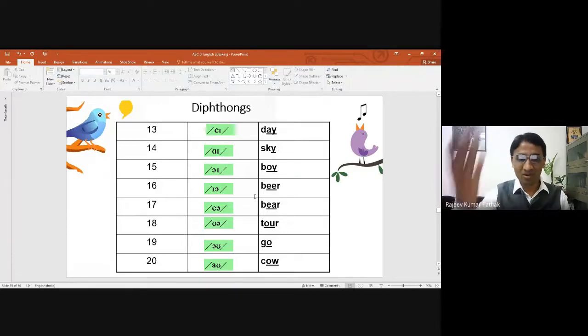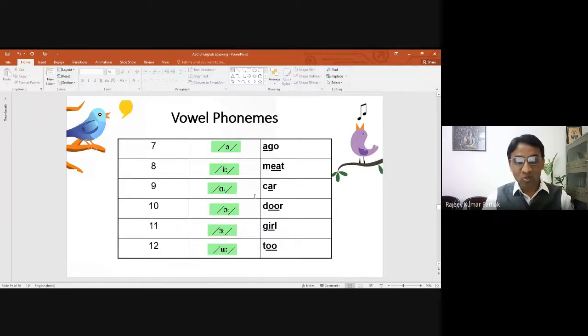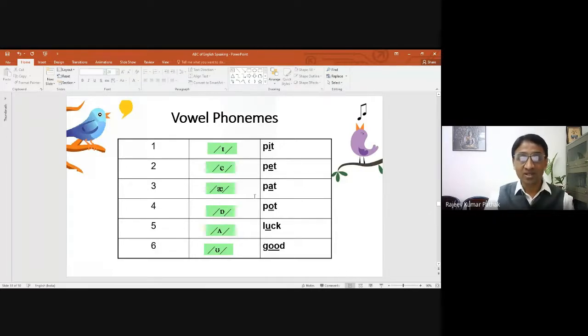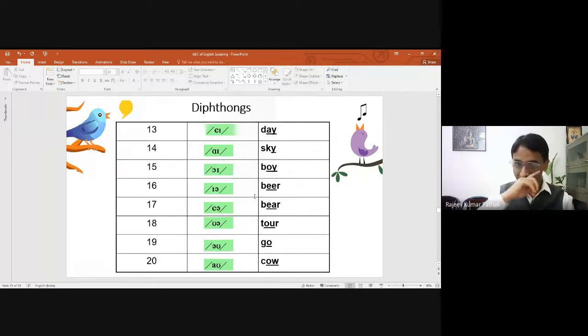Now, you have a lot of words. You can go through that. So, these are 20 vowel sounds. Out of 28, 20 are diphthongs, vowel glides, and 12 are pure vowel sounds. Out of pure vowels also, some are short and some are long. I hope this is clear.